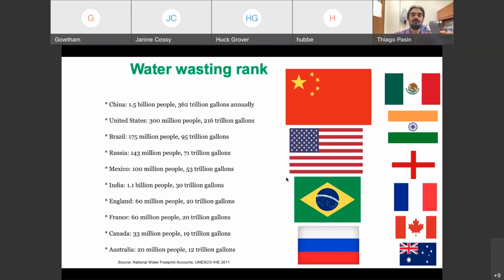As we can see here, the same countries that share the most pollution in the world are also the biggest water wasters in the world. So this is not an unfortunate coincidence. China, the US, Brazil, and Russia are also wasting a lot of water and producing a lot of food residues.